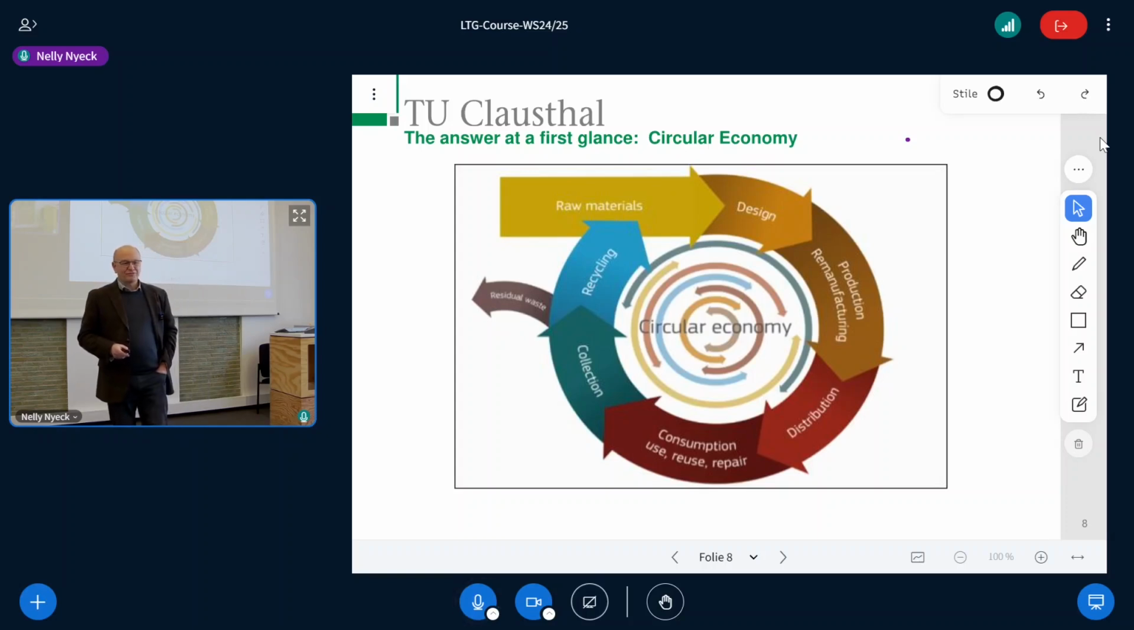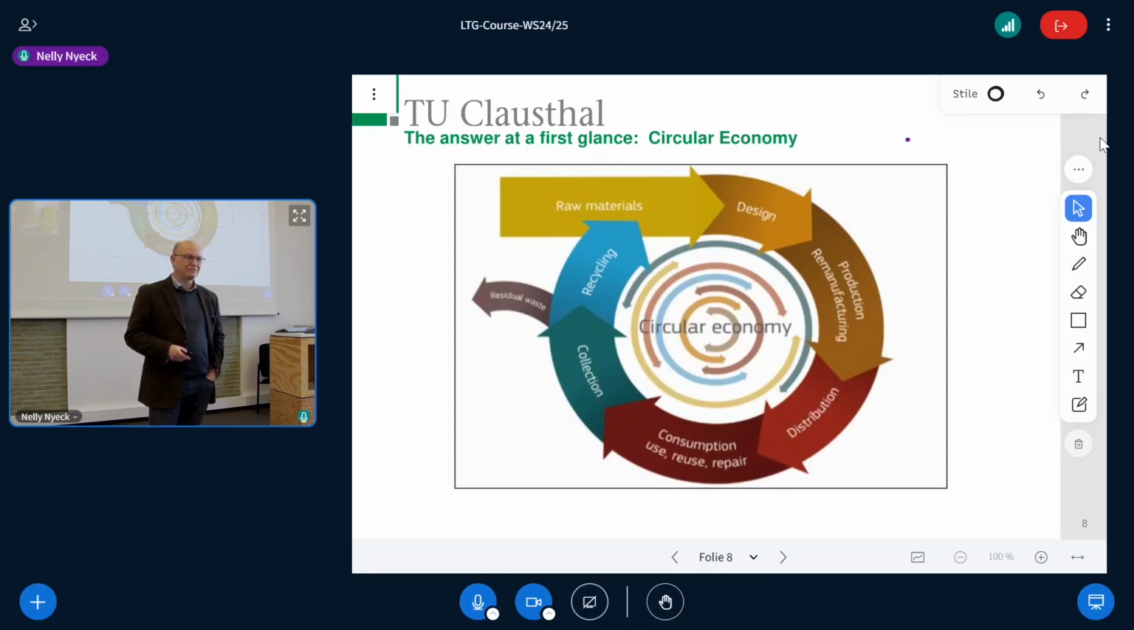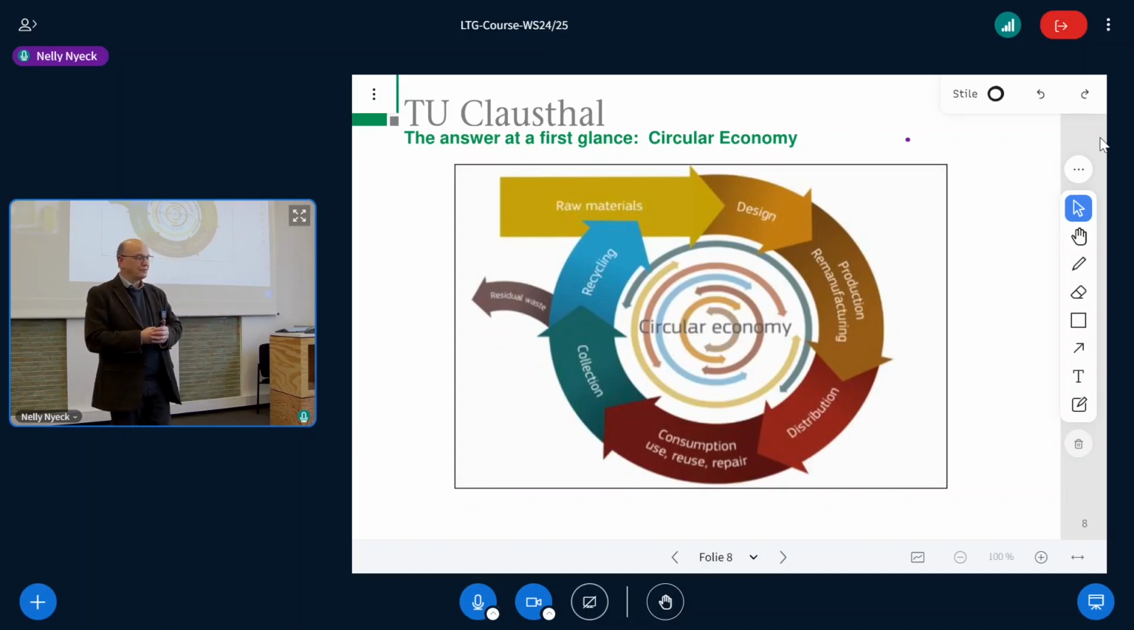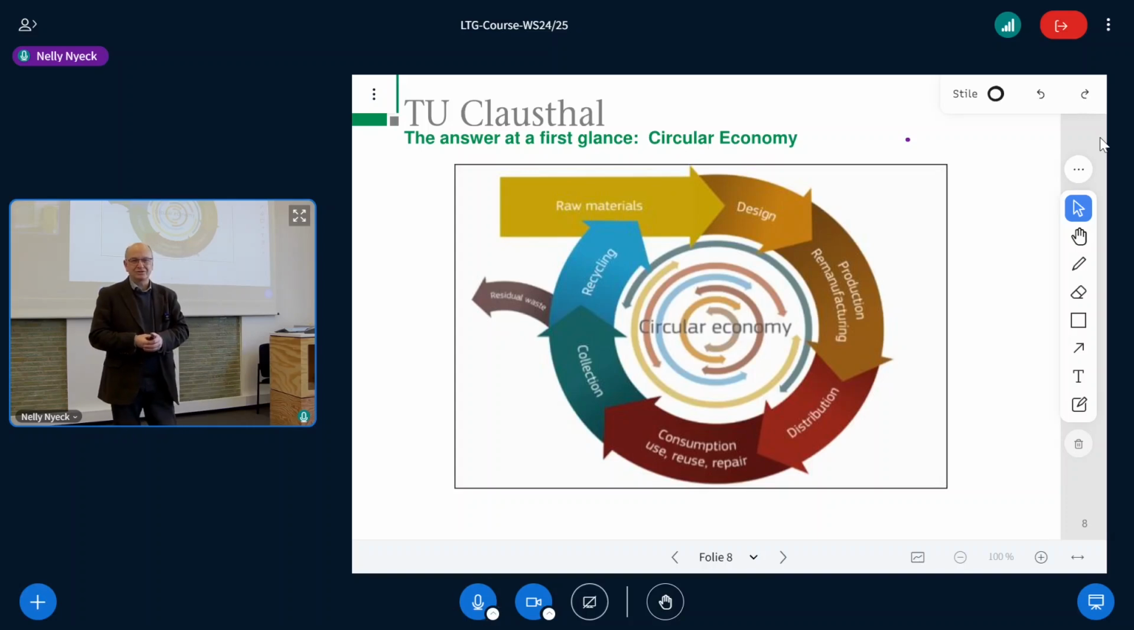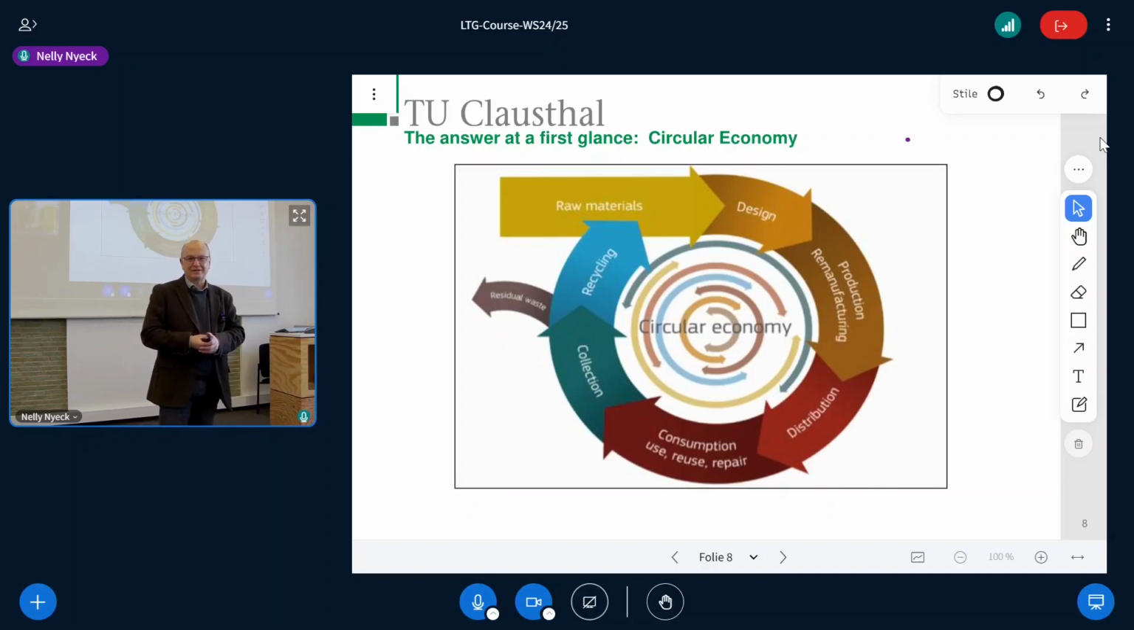And therefore, the answer is, at first glance, circular economy. That means I have to try to get raw materials out of the ground in a decent way that also goes with social license to operate, because you can't ruin all of the planet just to get everything out there. Then we have to design products, because the question is, do I need that much of this material to get to this effect that I want from this product? Then we have the production and remanufacturing. There's also something to do. Distribution, logistics, big issue. And then we come to the area where we are normally working on: consumption, use, reuse, repair, the so-called 10R strategies. We have to look at collection, and then we can go to recycling and to close the loop.